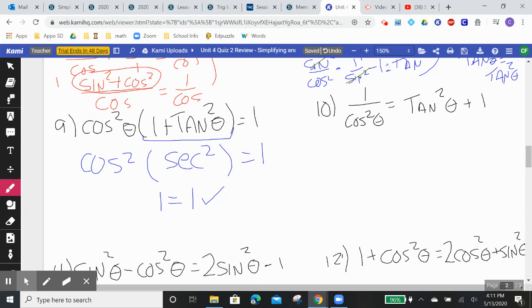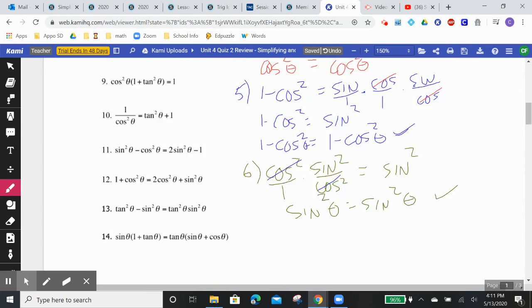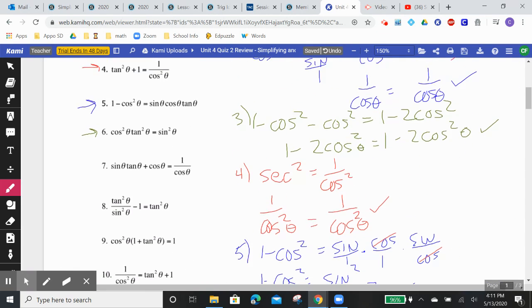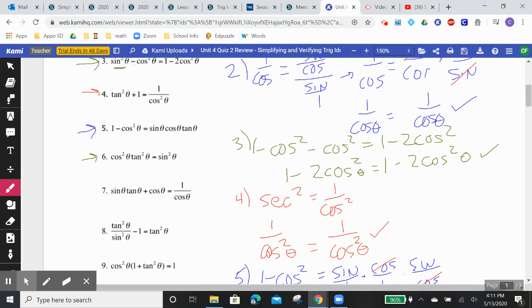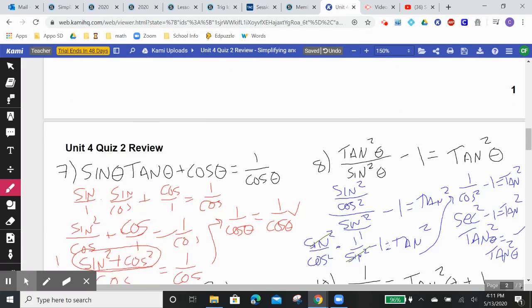Number 10. Number 10 actually is very similar to, what is it, number 4. It's the same exact problem. But at number 4, what I did was I changed the left-hand side. I changed this side to make it secant squared, and then made it 1 over cosine squared. So in this one, let me show you what happens if you want to do it the other way.